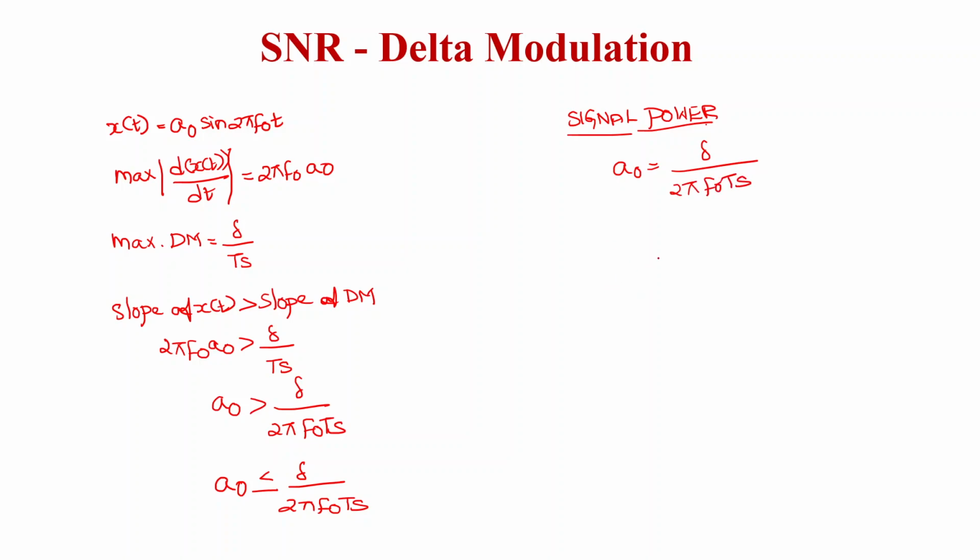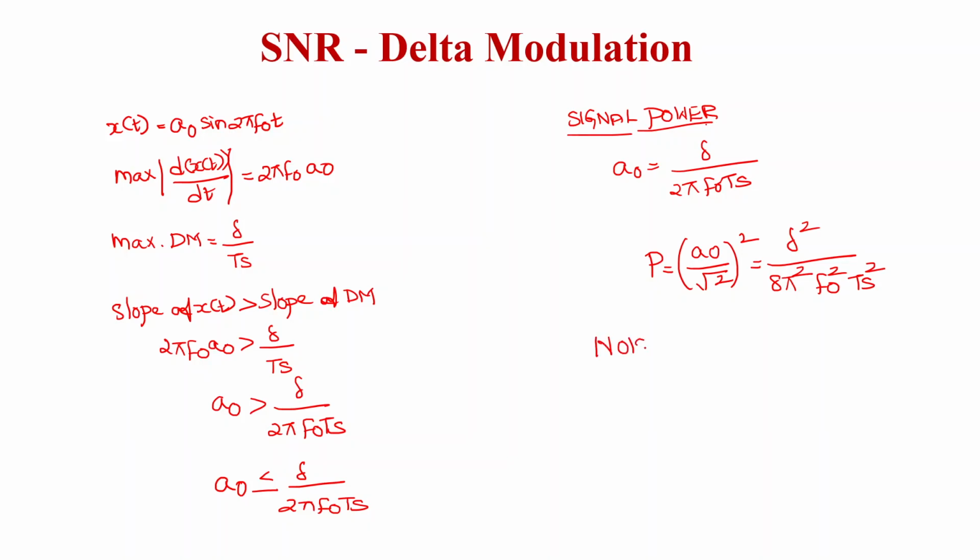Now I am finding the normalized power. P is equal to A0 divided by root 2, the whole squared. When I substitute A0 here, after squaring I get delta square divided by 8 pi square f0 square Ts square. So this is your signal power.